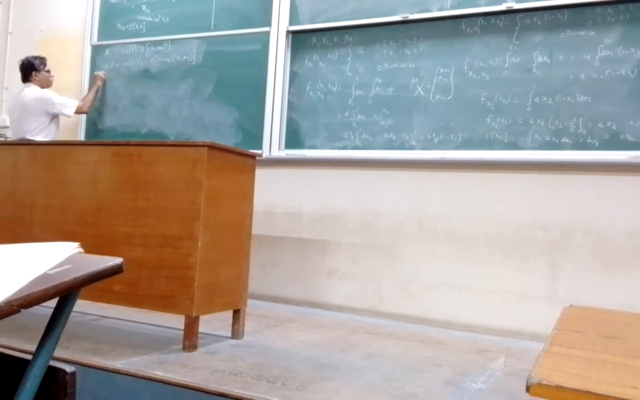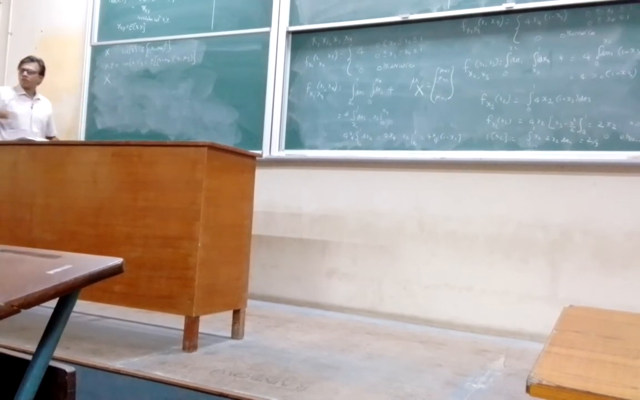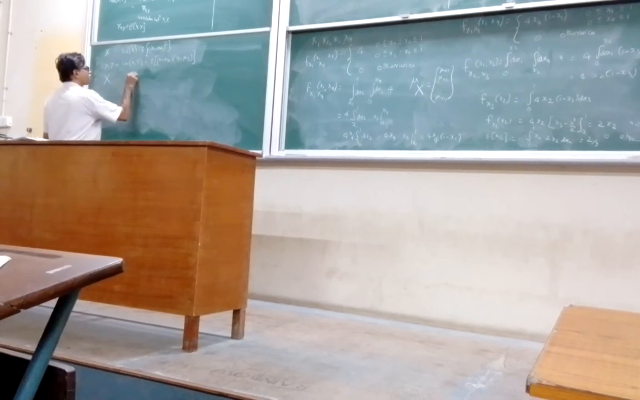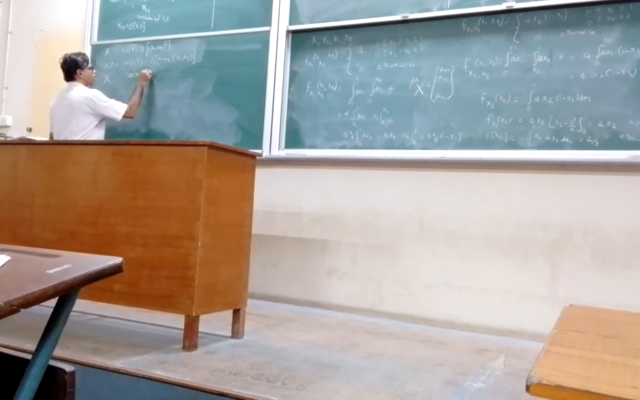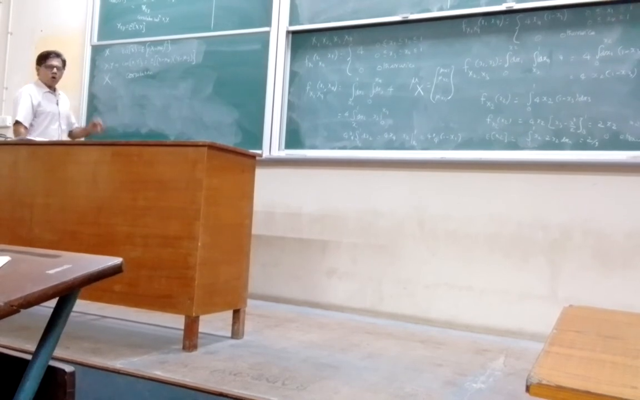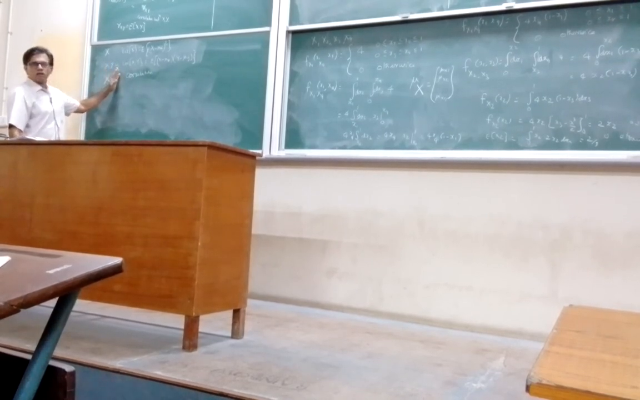Now, if you have a random vector, we want to define similar things. Okay. First thing is we will look at the correlation.